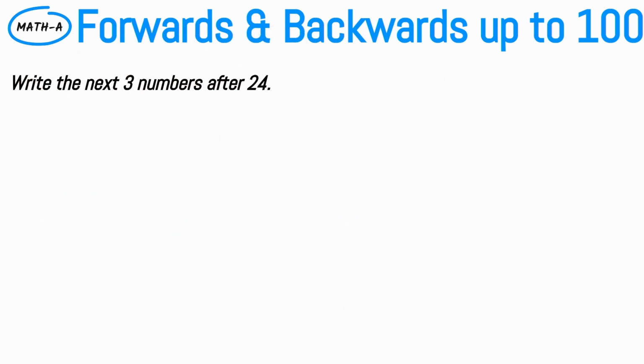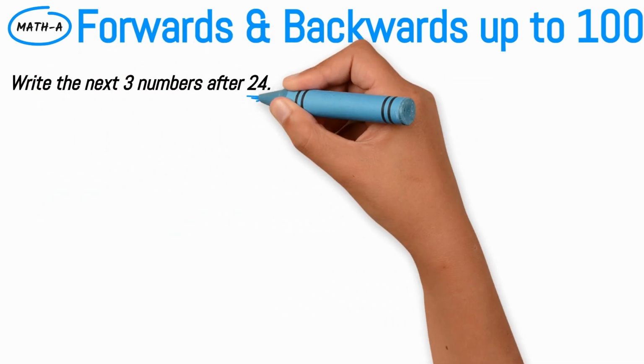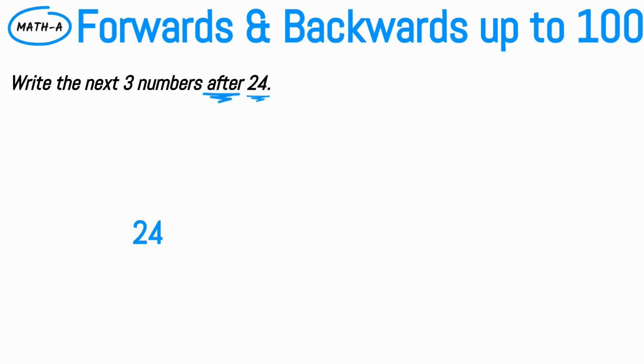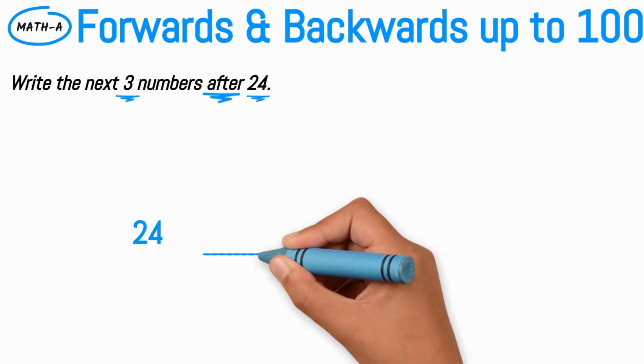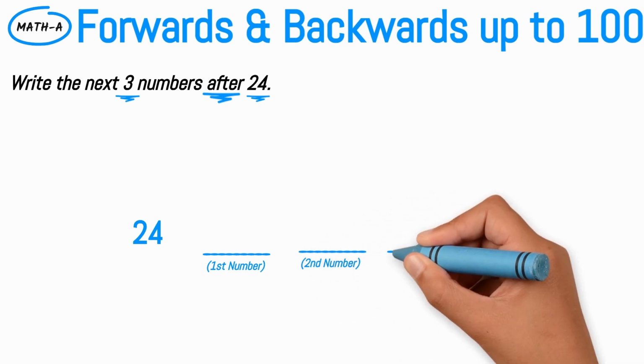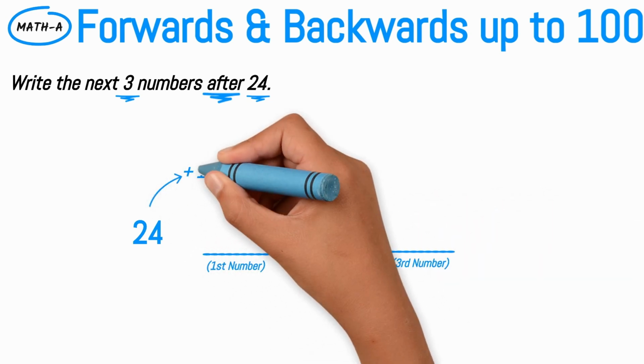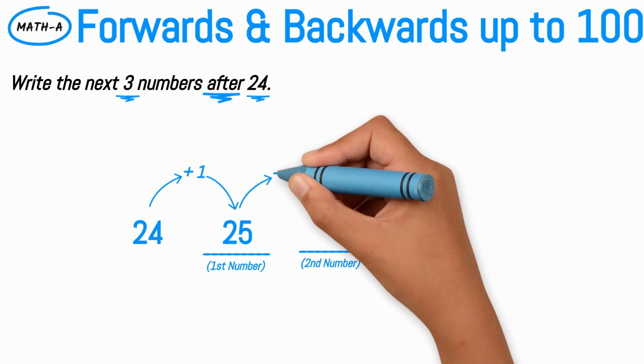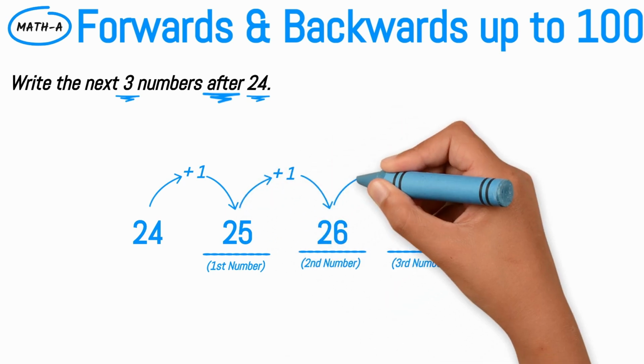Write the next three numbers after 24. So start with 24 and we want the next three numbers. So we got first number, second number, and third number. So increase by 1. So we got 25, 26, and 27.